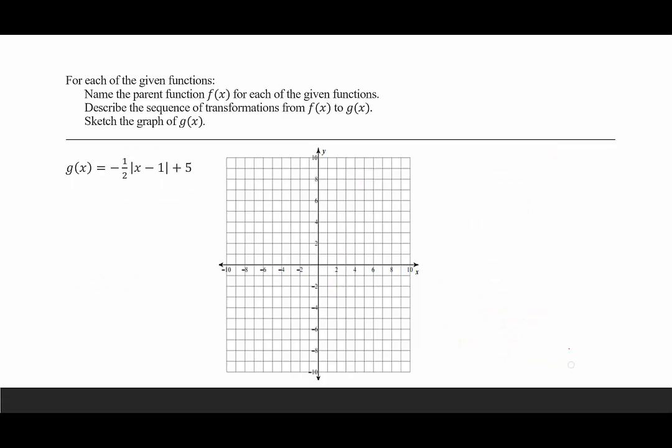In our last example, it looks like we have a little bit of everything. So first, let's name the parent function. That's going to be f of x is equal to the absolute value of x. Next, we want to identify all the different types of transformations.